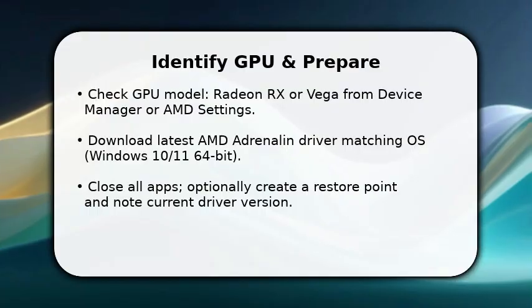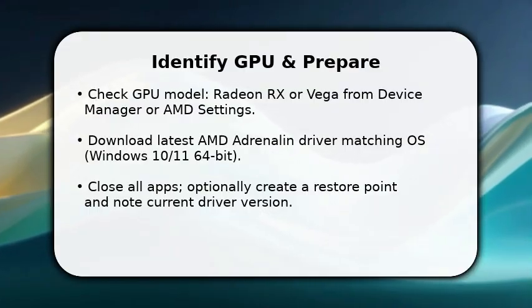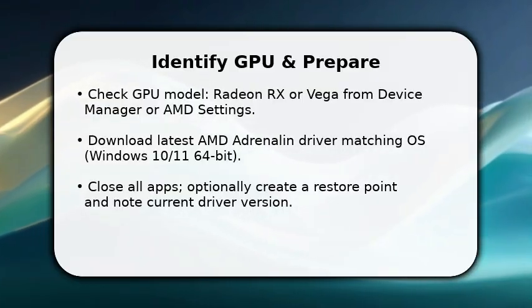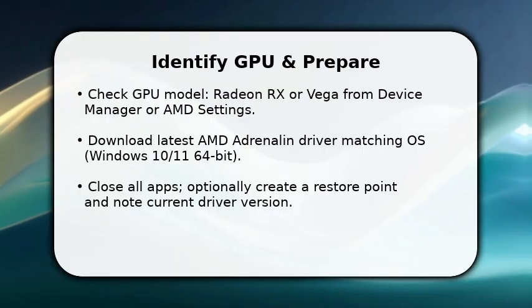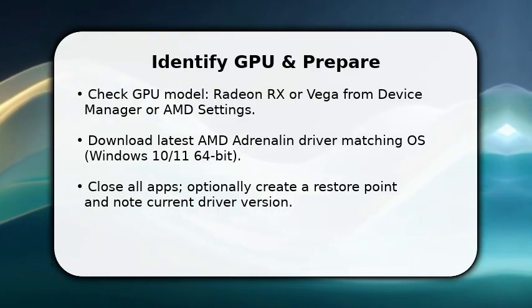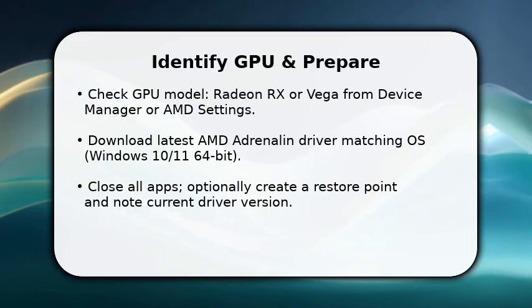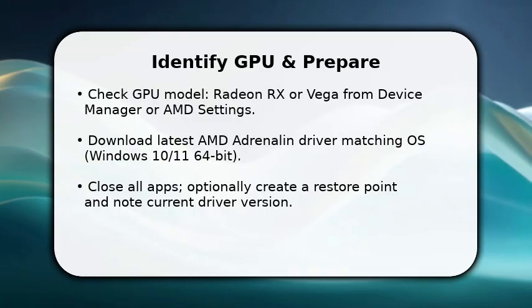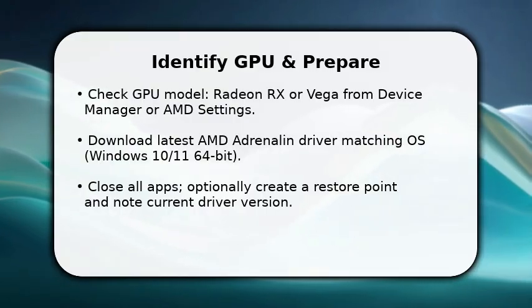Enjoy the video. You start by confirming the exact AMD GPU and your OS so you download the correct package. Once identified, download the latest AMD Adrenalin installer for your Windows 64-bit. While that downloads, close games and heavy apps, and make a restore point if you want a rollback option.